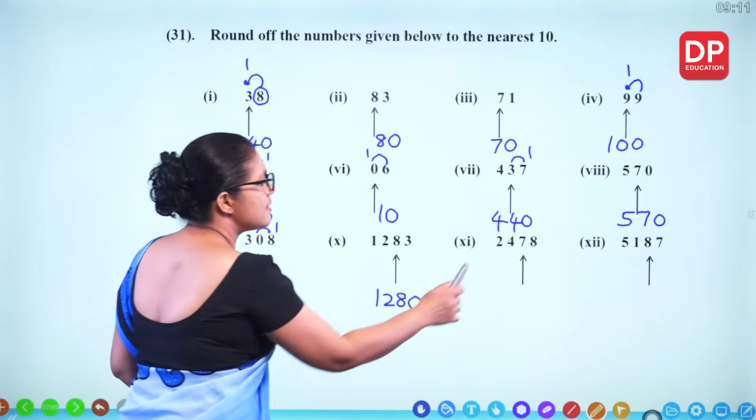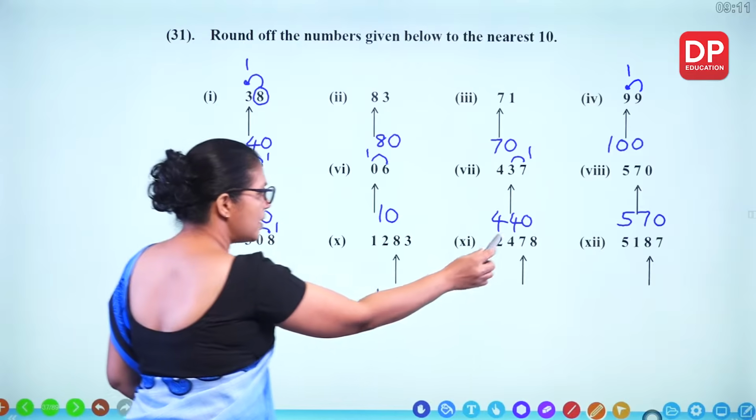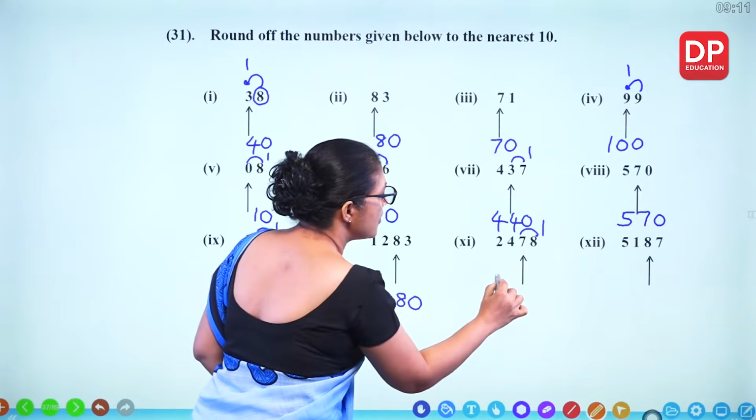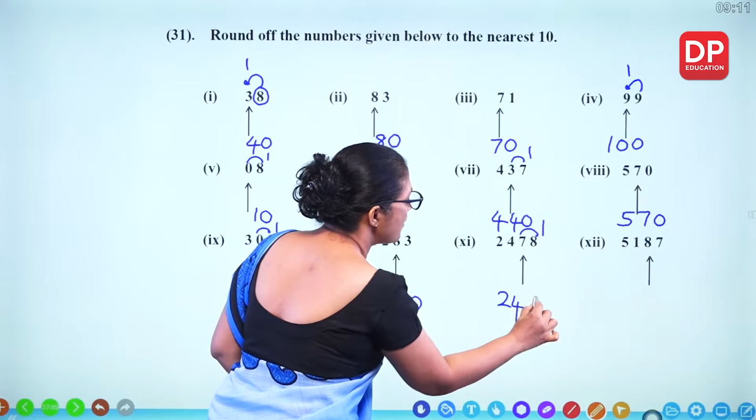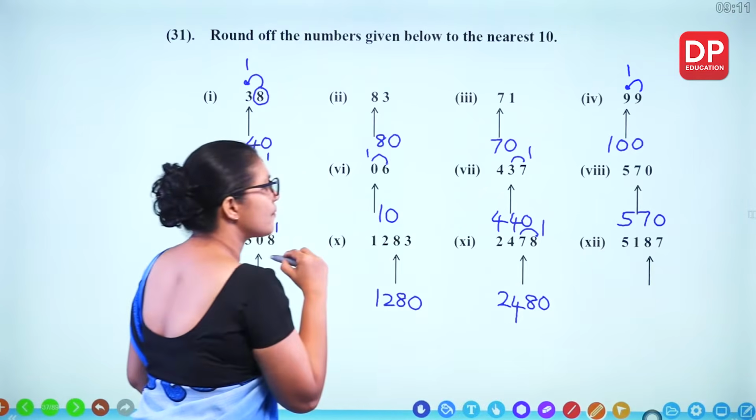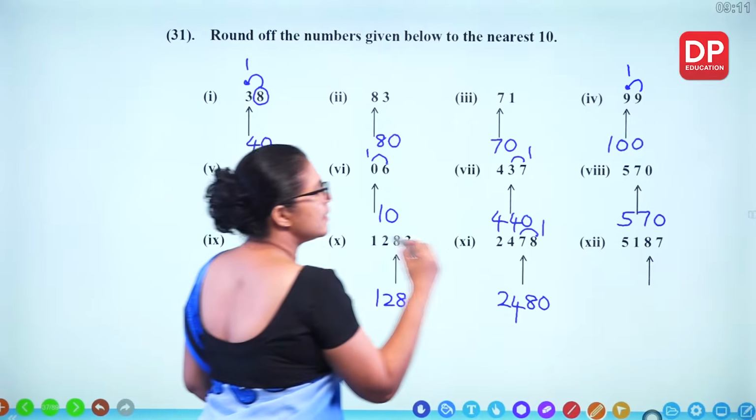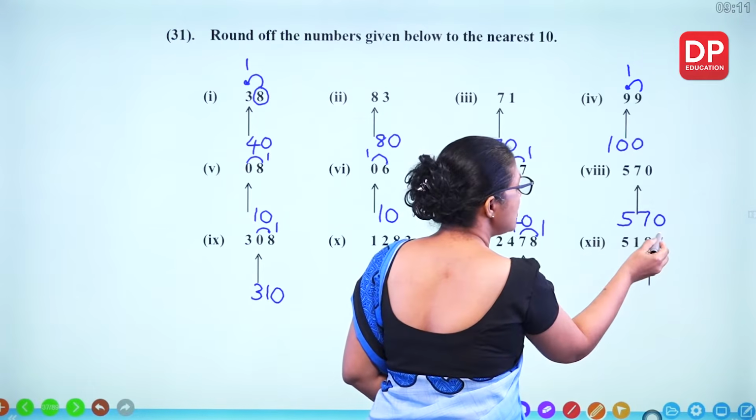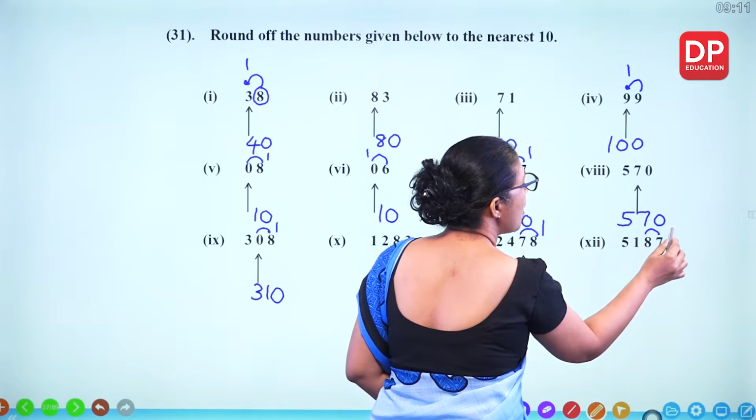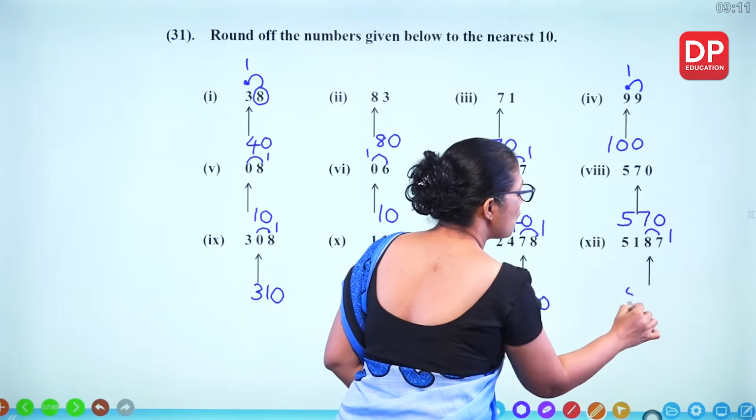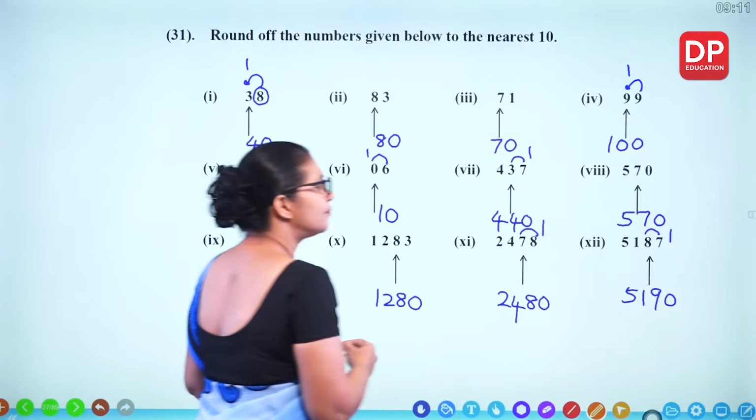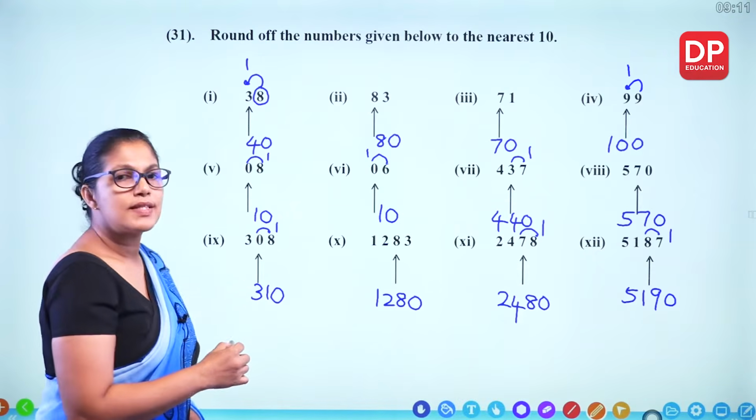2478. This is the digit we want to round and the next number is more than 5. So you need to add 1. So 2480. This one, 7 is there. 7 means you need to add 1 to the previous one. So 5190. So 5190 is the answer.